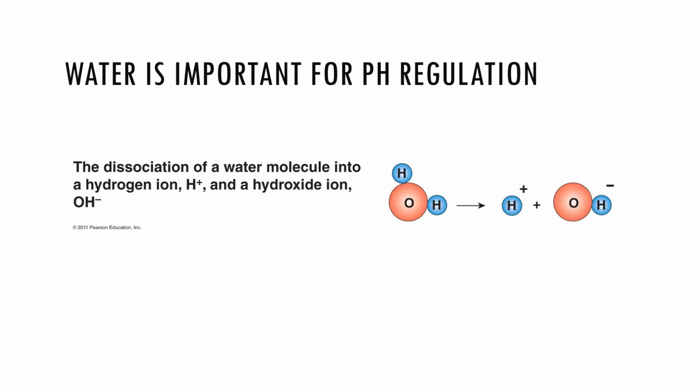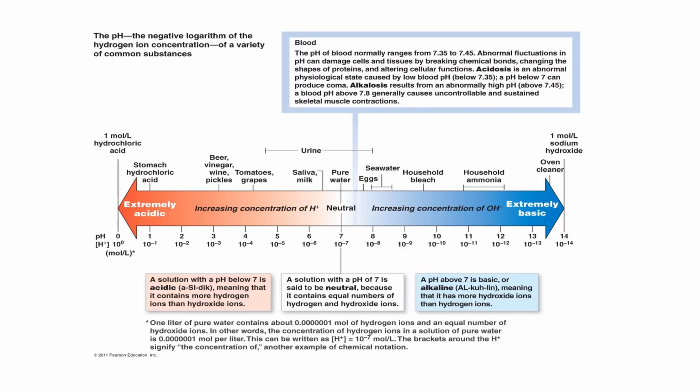Now, water is important for pH regulation. The dissociation of a water molecule produces a hydrogen ion and a hydroxide ion. And it's important that the body is able to maintain an appropriate pH because that contributes to the efficiency of chemical reactions that occur in the body. We also can't have our body fluids becoming too acidic or too basic. So it's important that you understand the pH scale. And the pH scale is shown here.